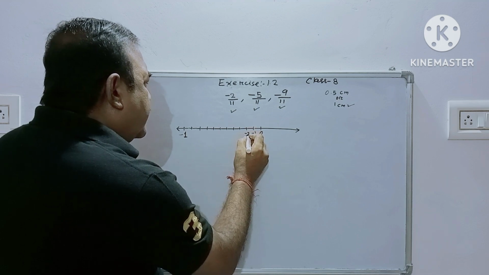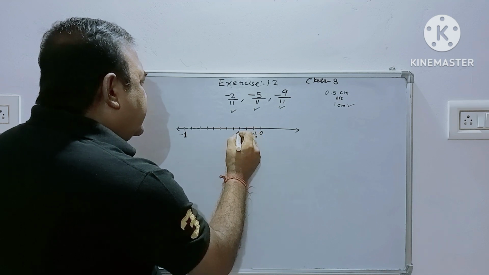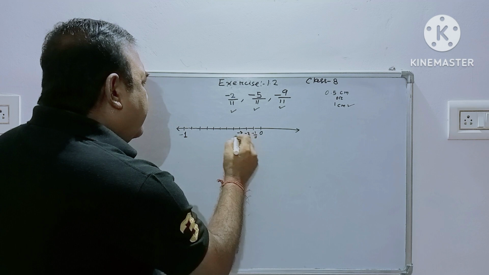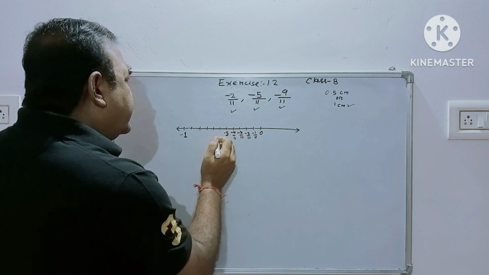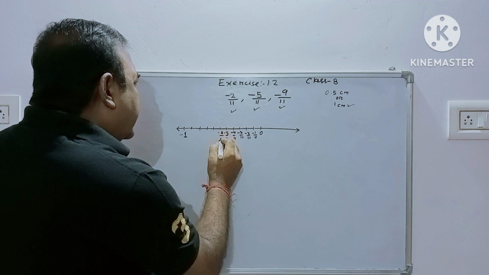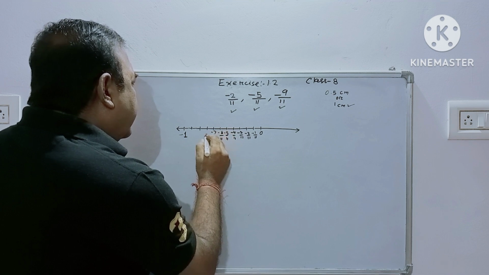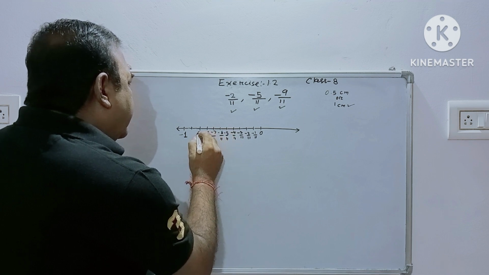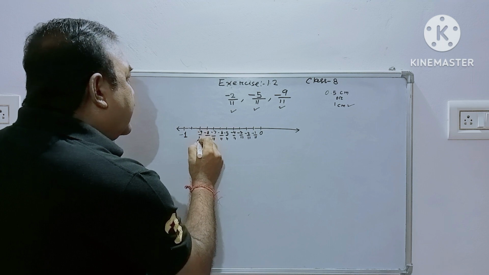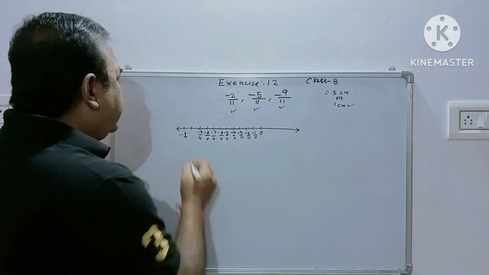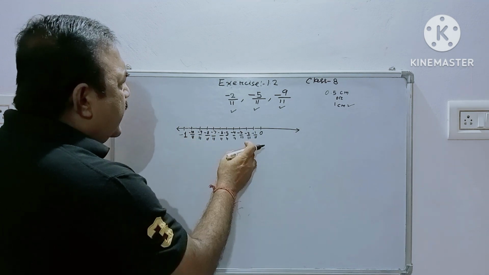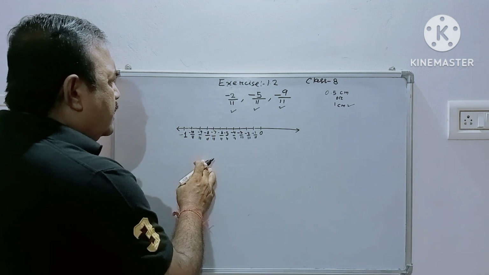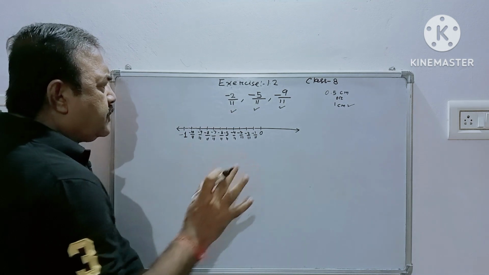This is minus 2 upon 11. This is minus 3 upon 11, minus 4 upon 11, minus 5 upon 11. You go on like this. Minus 6 upon 11, minus 7 upon 11, minus 8 upon 11, minus 9 upon 11. You do not write all this, no need. Just I am showing you.